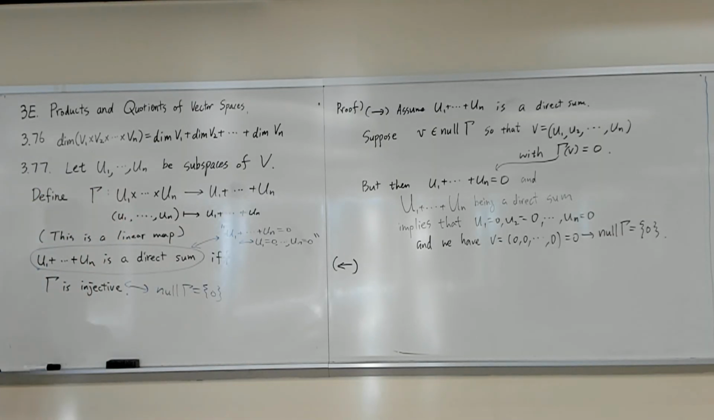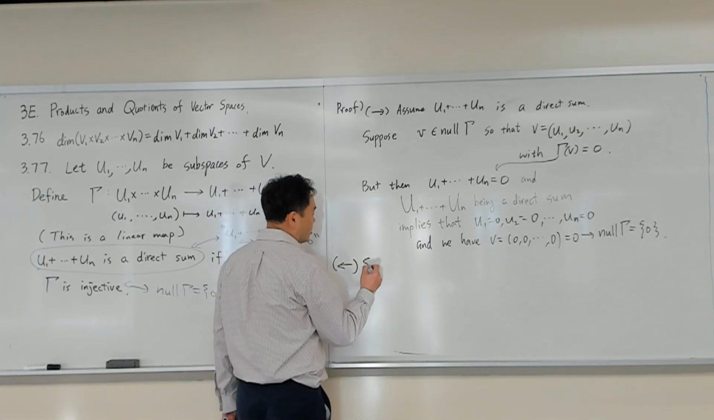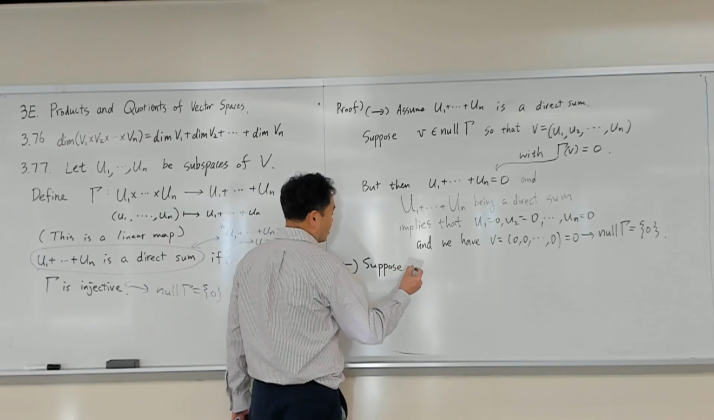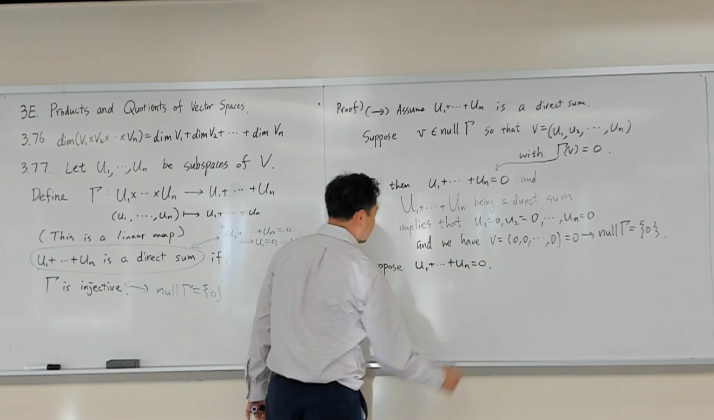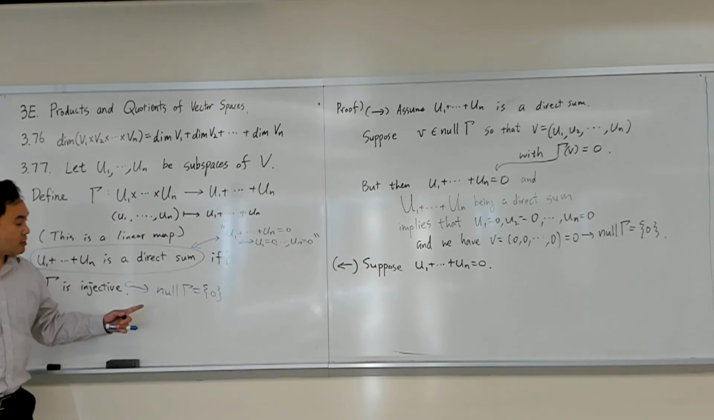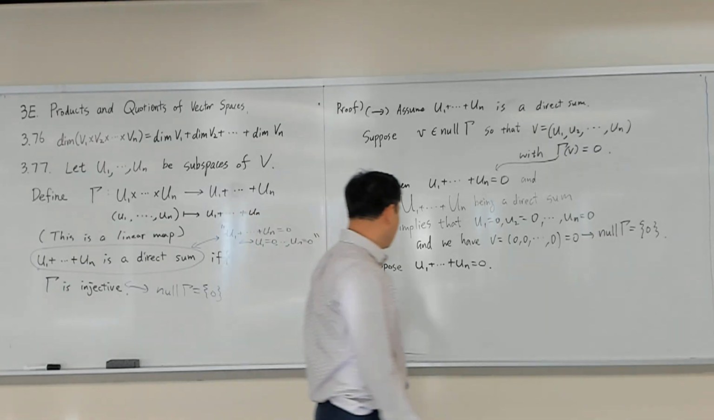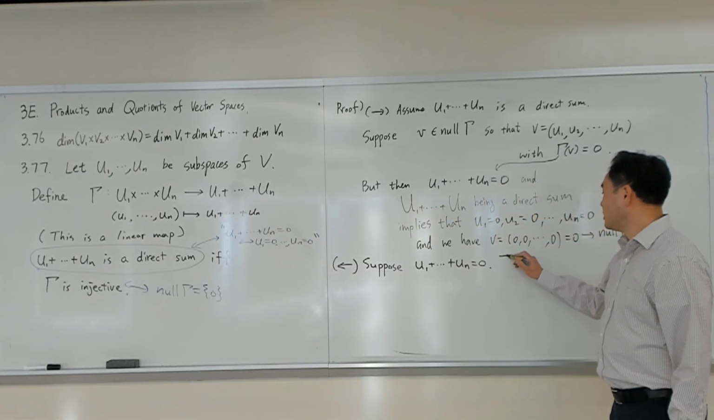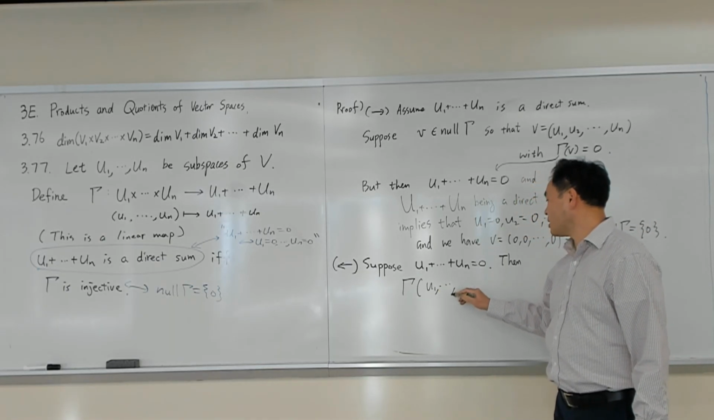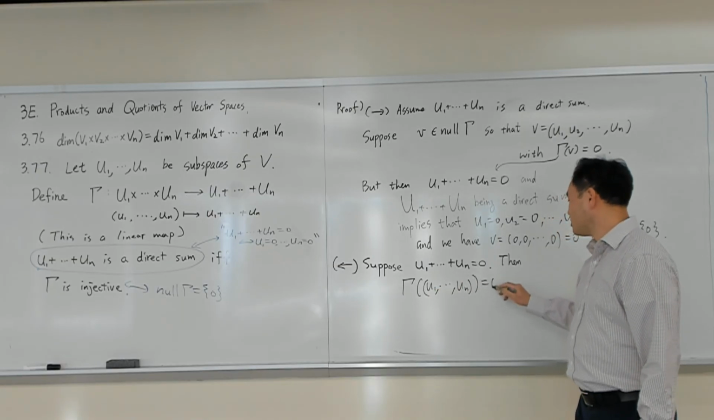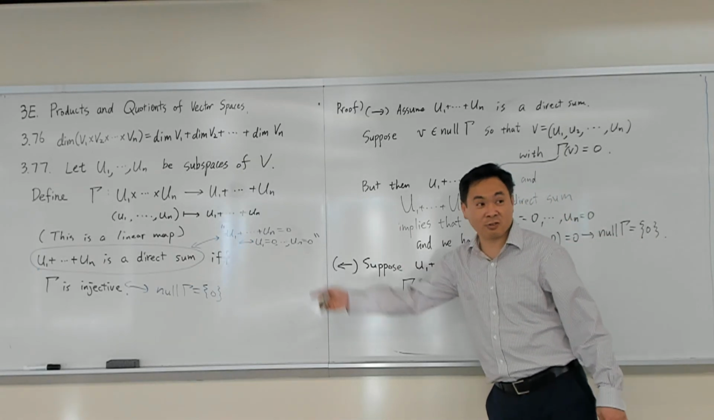Again, instead of showing this, let's show this. Suppose U1 plus ... plus UN is equal to 0. Okay? And then using the fact that it's injective, we have to come up with this, right? Then gamma of (U1, ..., UN) is 0, right? Because that's the left side, according to this definition.